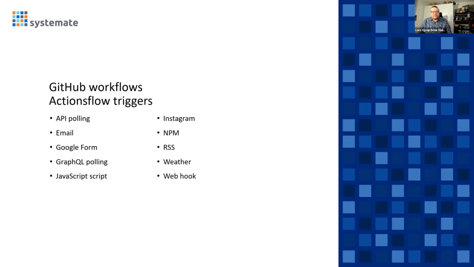So we can poll an API, a RESTful API for example, to determine when we should trigger a workflow, or we can respond to an email being received. We can respond to an entry in Google Forms, poll a GraphQL API. We can have any JavaScript to determine when to trigger a flow. We can trigger a flow based on an NPM package release, an RSS feed, the weather changing, an Instagram post can trigger a workflow. This is some next level stuff here. There's a bunch more here. So yeah, anything you can imagine, almost, you can automate with a GitHub workflow.